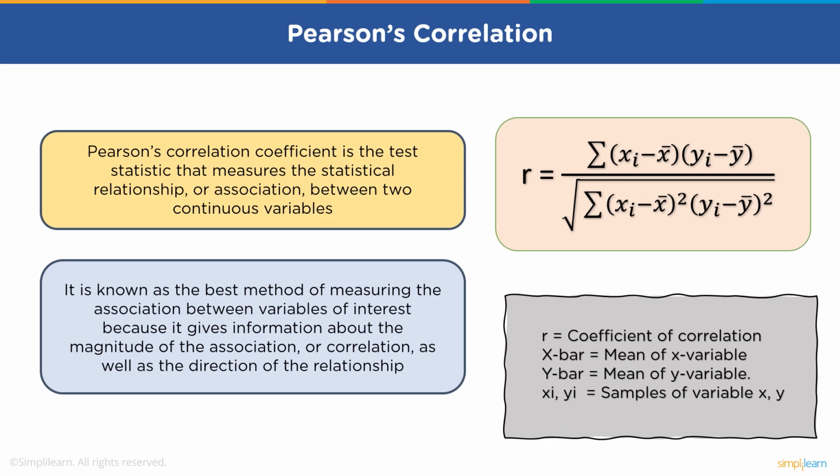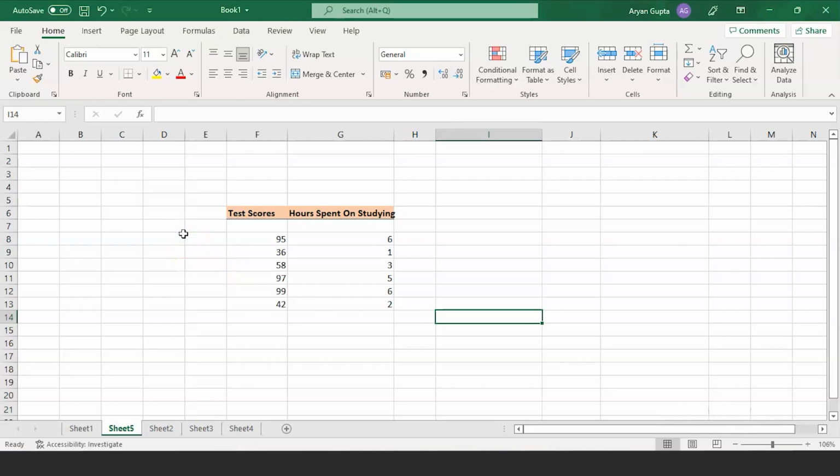Now that we know the Pearson's rank correlation, let's move on to Excel and then Python to see how you can calculate this correlation coefficient. So, here we are on our Excel workbook. As you can see, we have two columns. One is test scores and the other is hours spent on studying. We have to find the correlation between the two. That means how the test scores and the number of hours spent on studying affect each other.